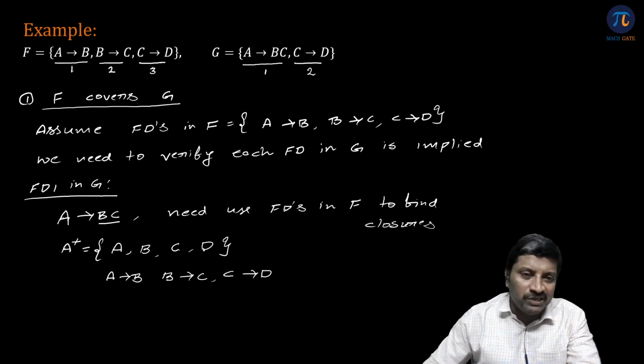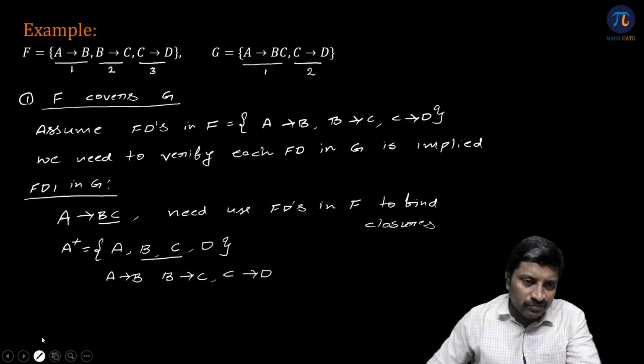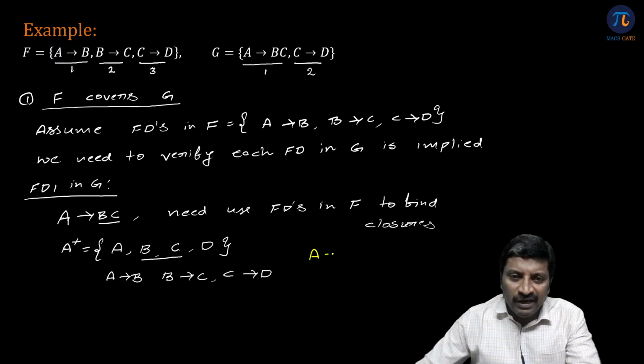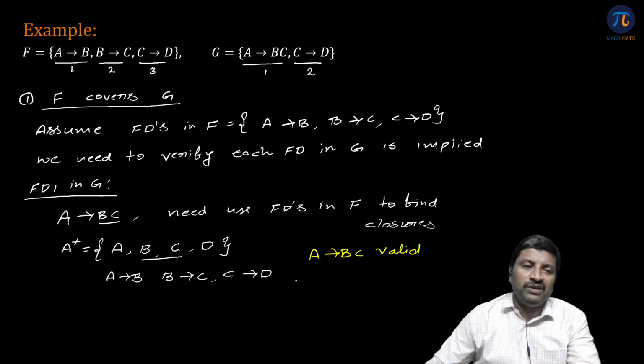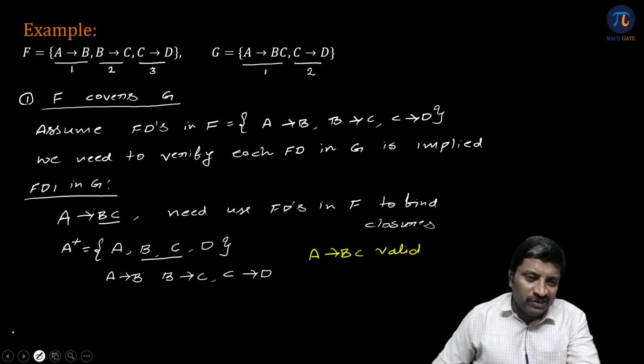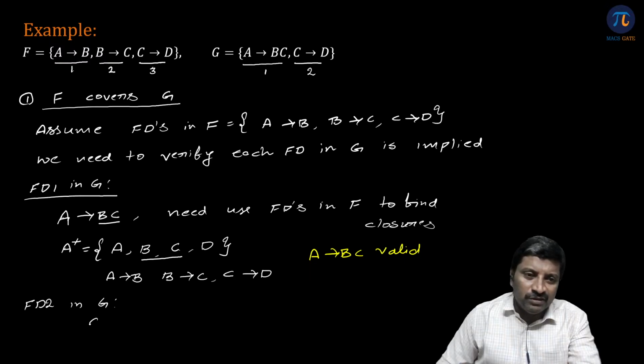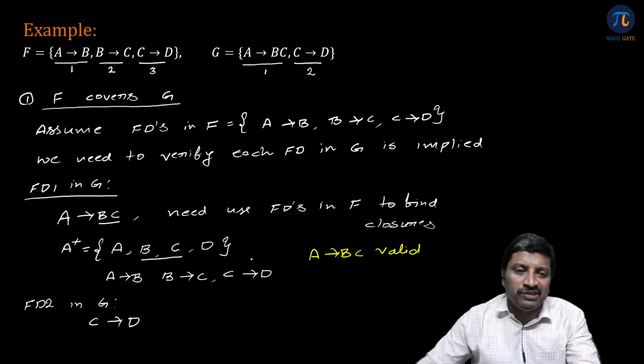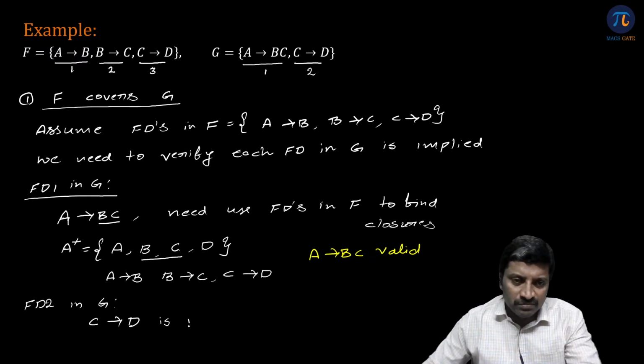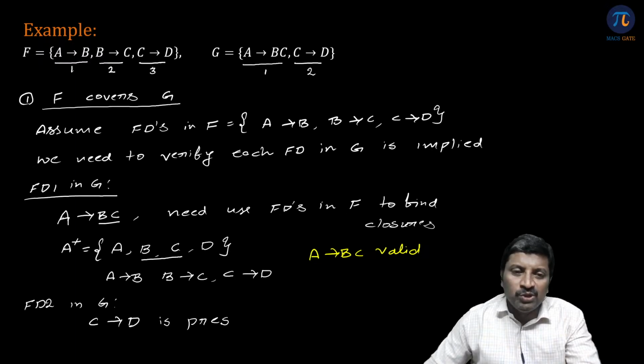Is BC present in the closure or not? So that means A implies BC is valid because with A, I can get the values of BC. Then what about the second functional dependency in G? The second functional dependency in G is C implies D. It is directly present in F. That means no need to verify.